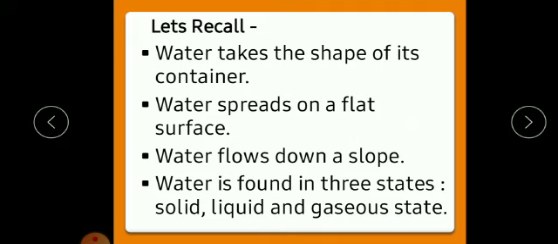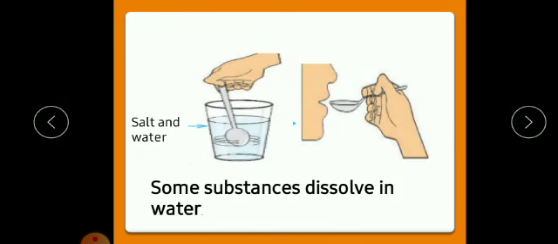Children, let's learn one more property of water today. If we take a pinch of salt and add it to water, even though we cannot see the salt in water anymore, if we taste it with a spoon, we find that the water tastes salty. Children, this tells us that the salt is still there in the water, though we cannot see it. In other words, the salt has dissolved in water.